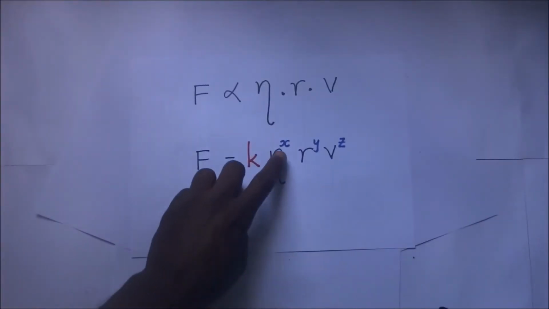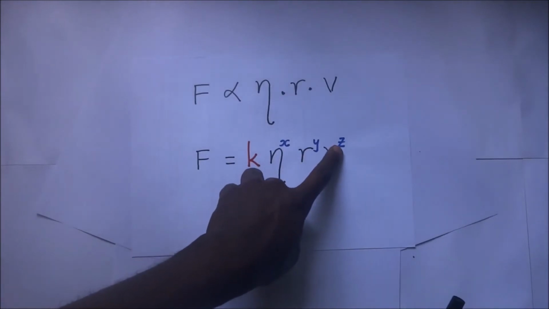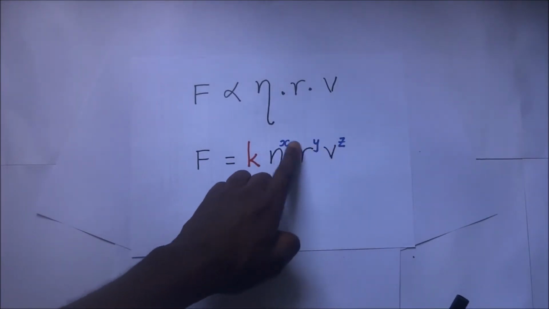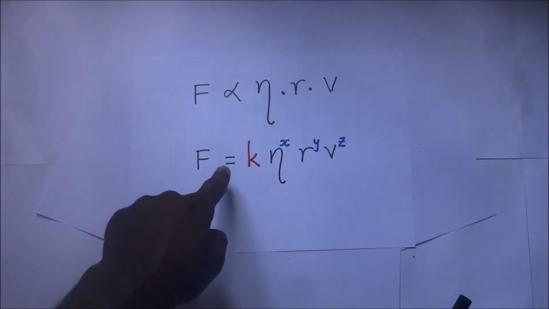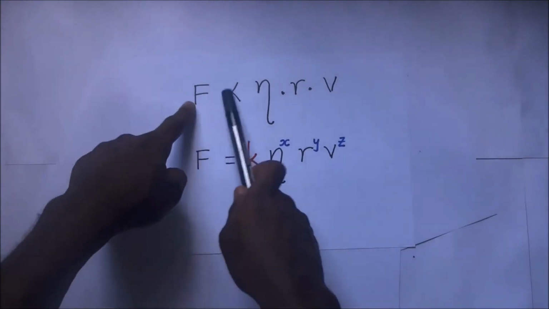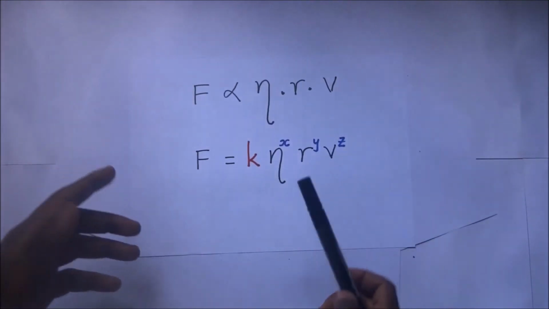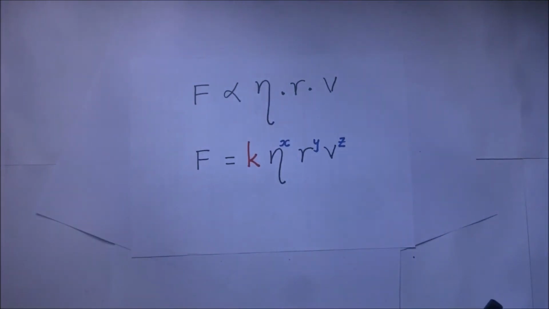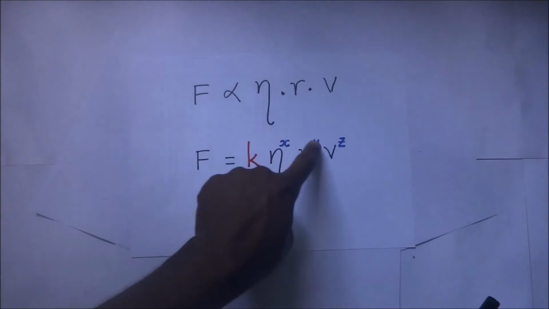So let's find the indices of x, y, and z. After knowing those indices, we will be able to identify the relationship perfectly, whether these things are directly proportional or inversely proportional. We're going to use dimensions to find these indices.